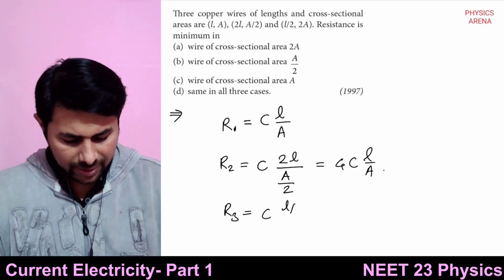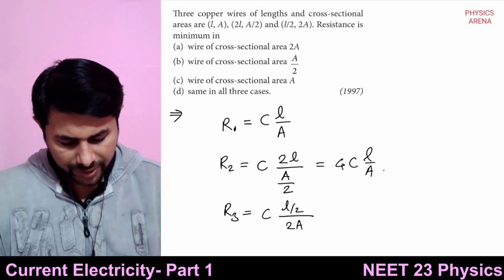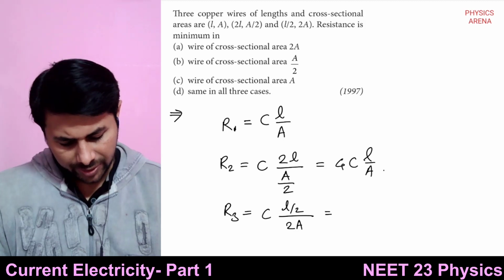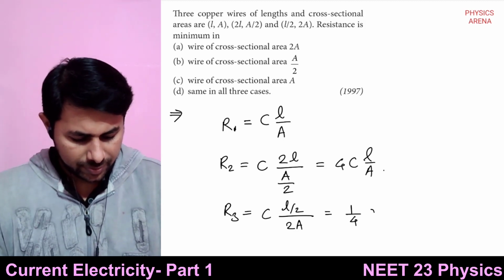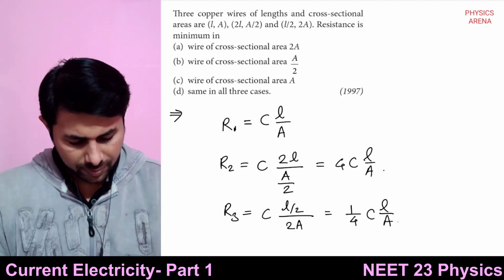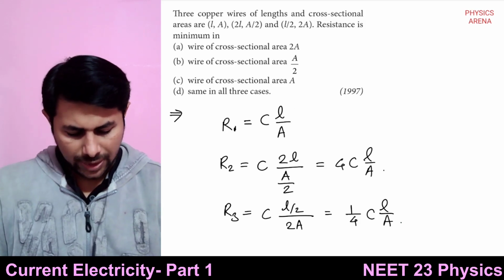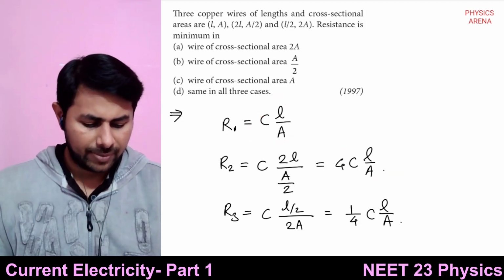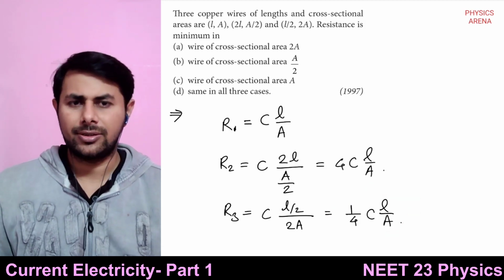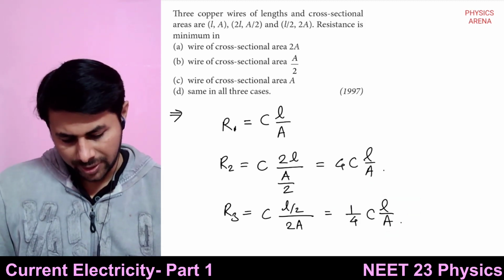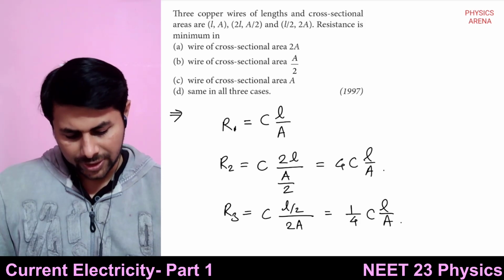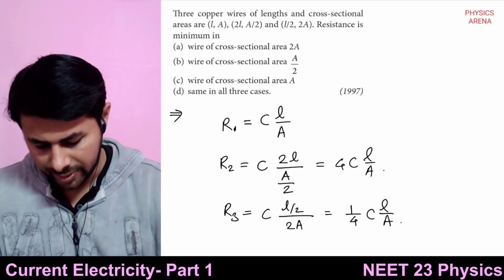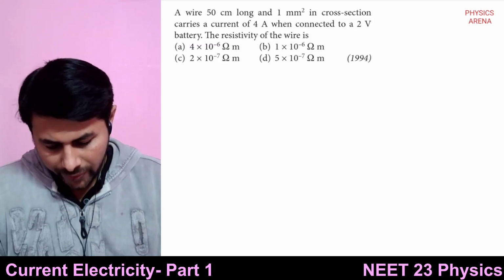And R3 is equal to what? C multiplied by L by 2 divided by 2A. So this will be 1/4. So R1 is CL by A, R2 is 4CL by A, and R3 is 1/4 of CL by A. So the resistance is minimum in the wire of cross sectional area 2A. Right. So option A.